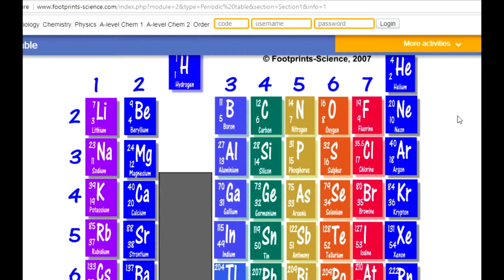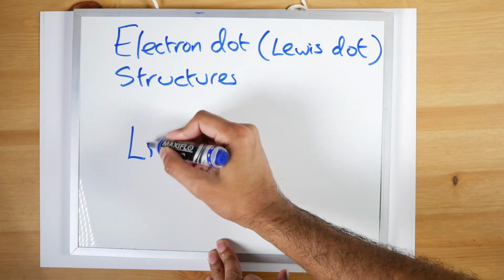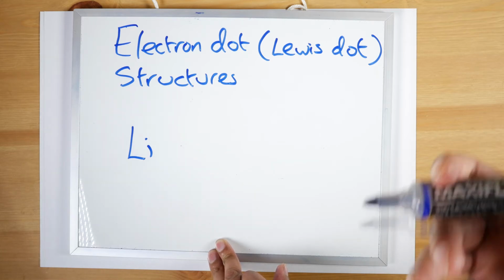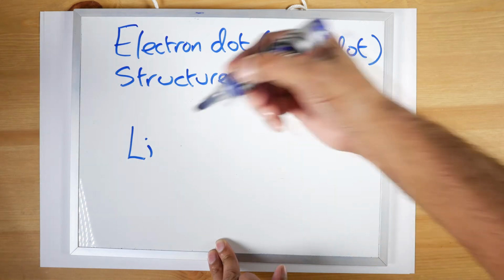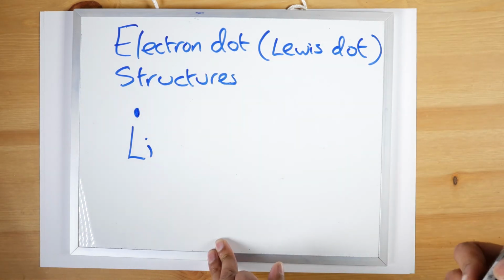Anyway, we're going to have a look at how to do the Lewis dot structure for a couple of them. Let's pick lithium, let's pick boron, let's pick phosphorus and chlorine. Okay, so lithium first. Lithium in the periodic table appears in group 1, the alkali metals. So we know that it has 1 valence electron. All we've got to do is make a dot above. That represents a valence electron, and that is the Lewis dot structure for lithium.